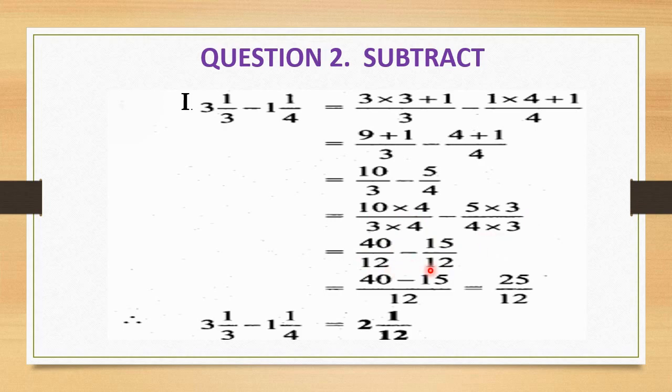So here you can see the denominator is same. Now we can simply subtract numerator over a common denominator. So 40 minus 15 upon 12, you will get 25 by 12. So in mixed fraction we will write like this, 2 and 1 by 12. So 3 and 1 by 3 minus 1 and 1 by 4 is equal to 2 and 1 by 12.